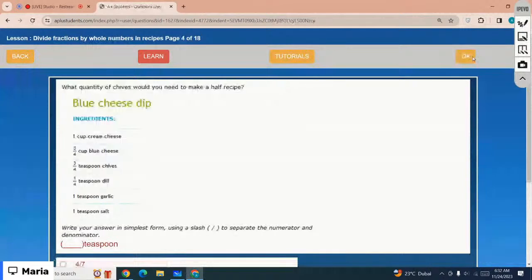What quantity of chives would you need to make a half recipe? That is 3 by 4 teaspoon chives in the exact recipe. You have to half the recipe, which is the correct option?